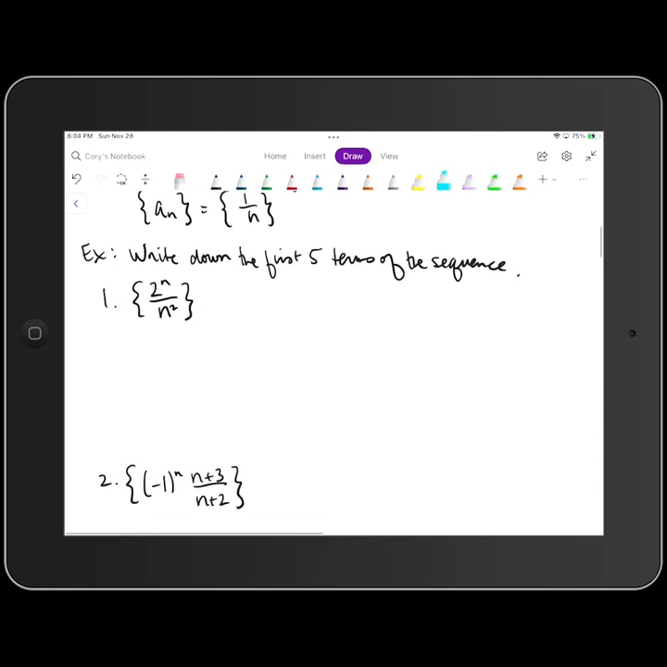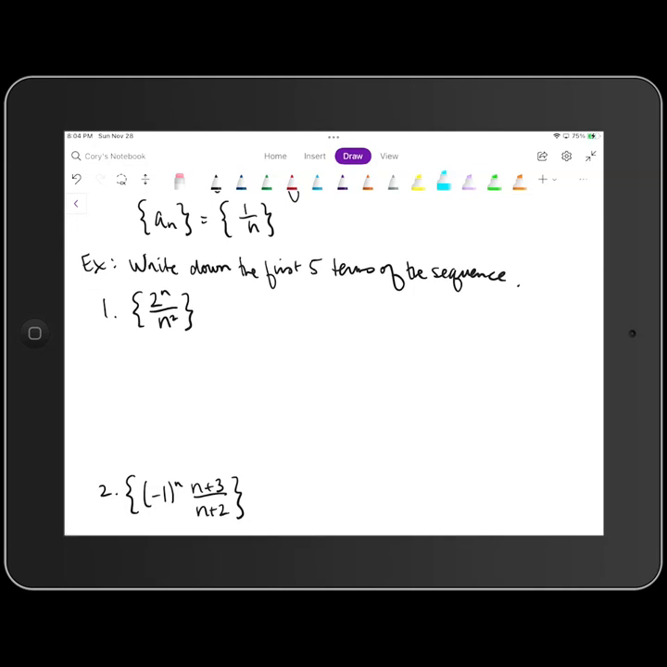Okay, so we're going to do some examples then involving sequences. The directions for this first set of examples ask us to write down the first 5 terms of the sequence. There are a couple of ways you can do this. I'm going to go ahead and list the terms here down below, and then once I've simplified everything, I will write down the first 5 terms of the sequence next to the sequence itself.